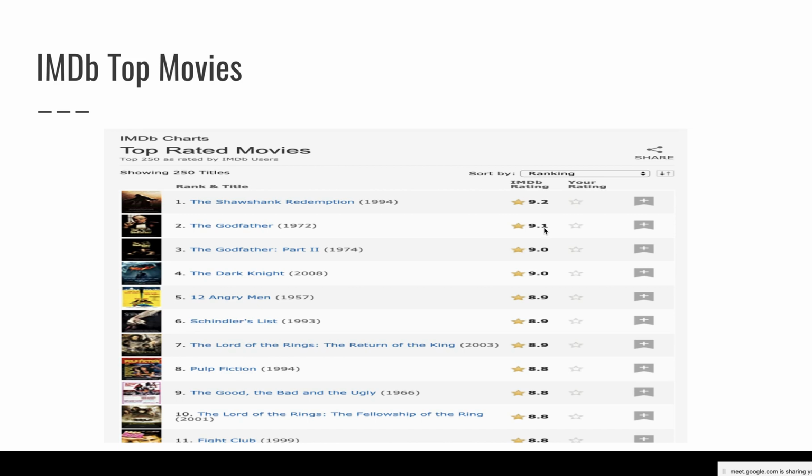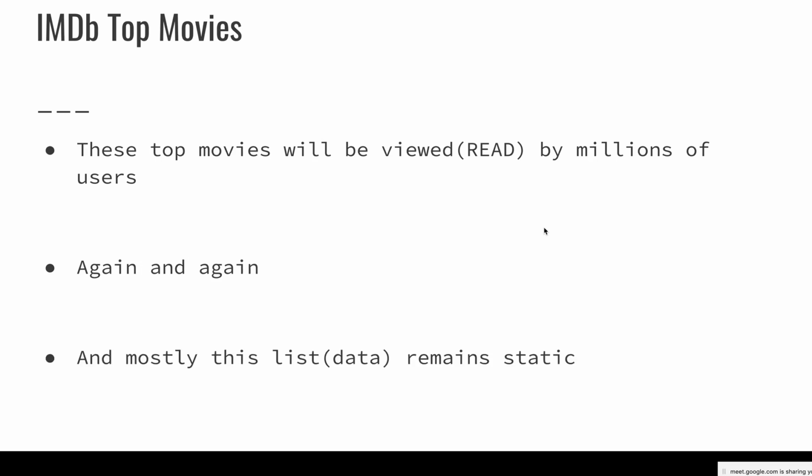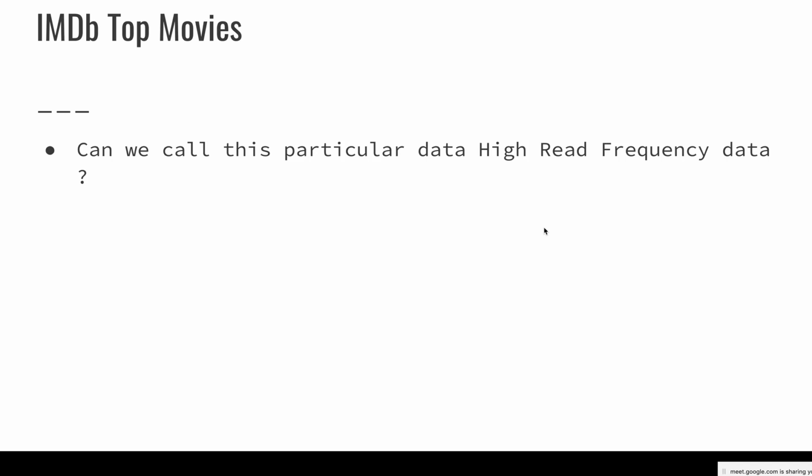Now, think of it for a while. These top movies are going to be viewed by millions and millions of users again and again, right? And one more thing, does this list of top movies change very frequently? Think about it for a while. There are certain movies like Godfather and Shawshank Redemption. These movies remain in the top list for decades, right? So this kind of data is being read very frequently, and it remains almost static, right? This is not that frequently changing kind of data.